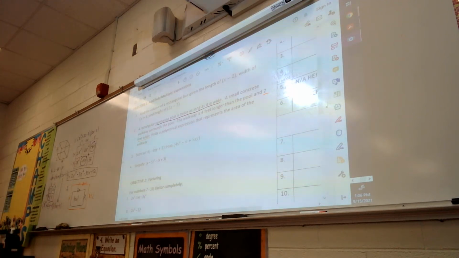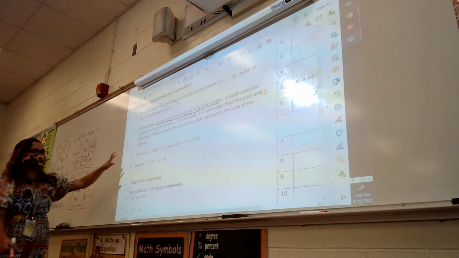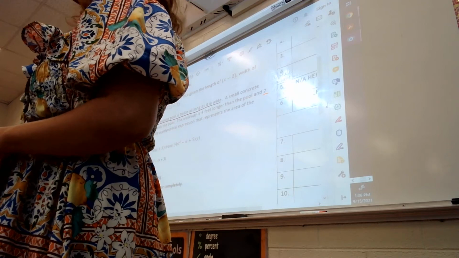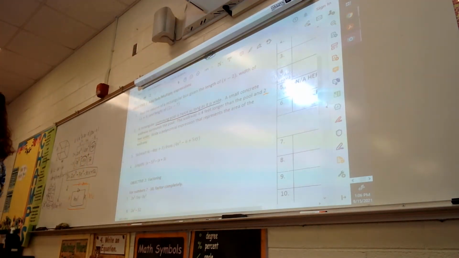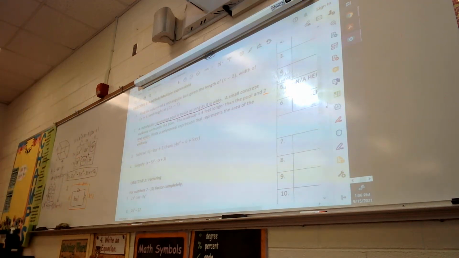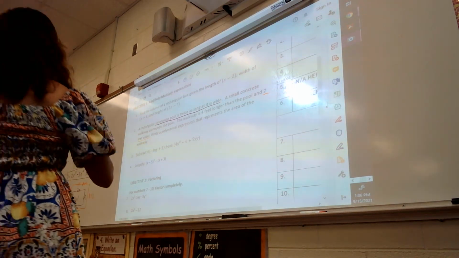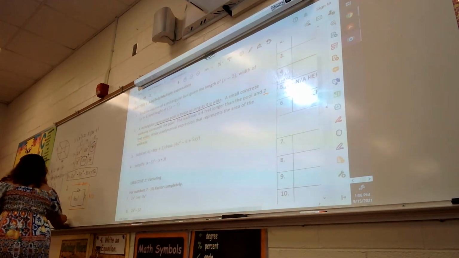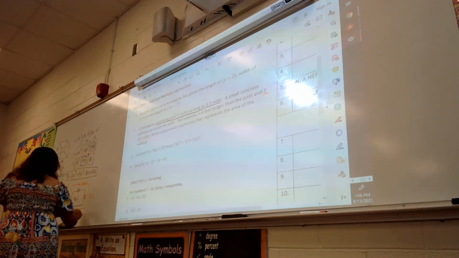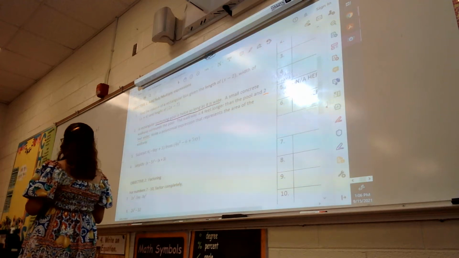Alright, so we need to analyze the problem. It says, write a polynomial expression that represents the area of the walkway. So what will I do? You would get the area of the walkway and then subtract the area of the pool. Very good. Area of the walkway minus area of the pool. That's how you're going to do it.